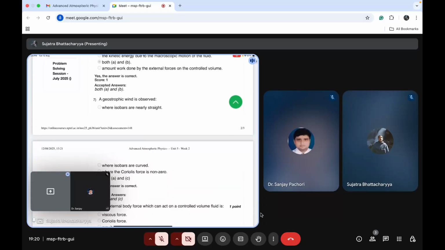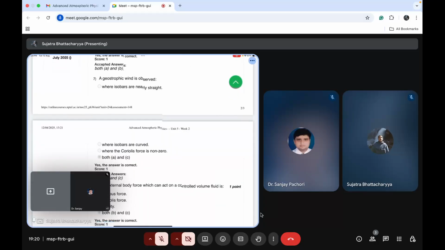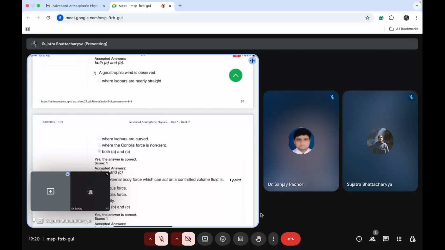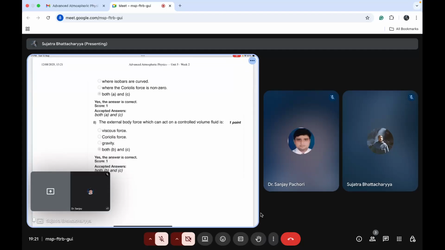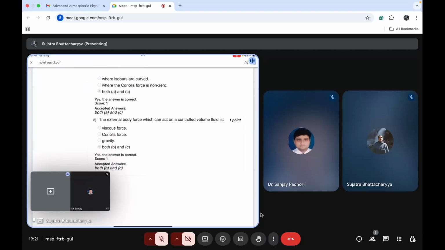Seventh, geostrophic wind is observed where isobars are straight, this is right. Where isobars are curved, no. Geostrophy is not seen when isobars are curved. But where Coriolis force is non-zero, yes, this is a factor. So A and C are the correct options. Eighth is the external body force which can act on a control volume.